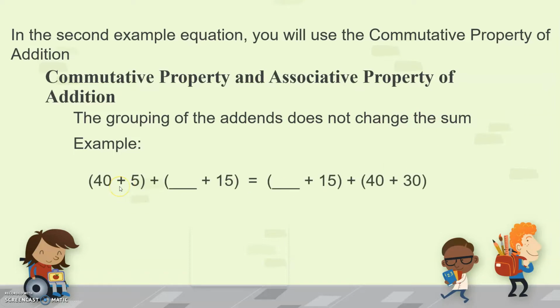Example, so ito yung example natin kanina. 40 plus 5 plus blank plus 15 equals blank plus 15 plus 40 plus 30. So dito, ang tawag dito ay associative property kasi ginamitan siya ng parenthesis, nakagroup siya. Okay, so associative property yan of addition.